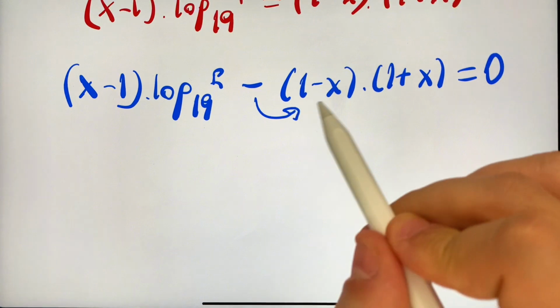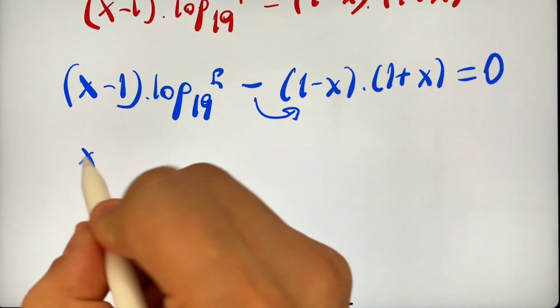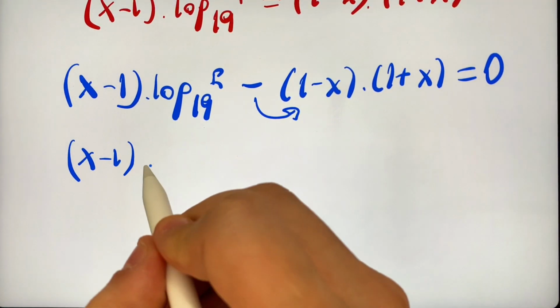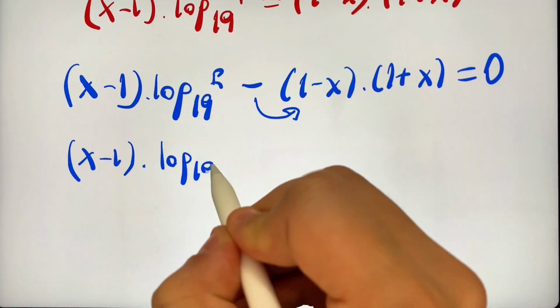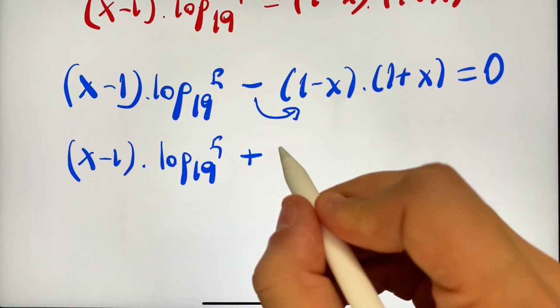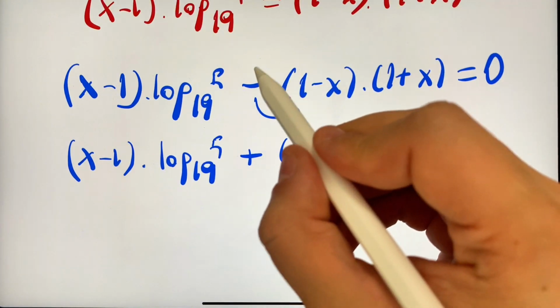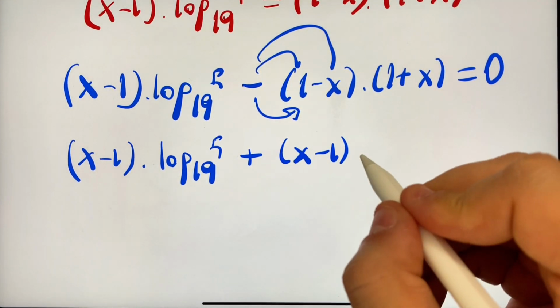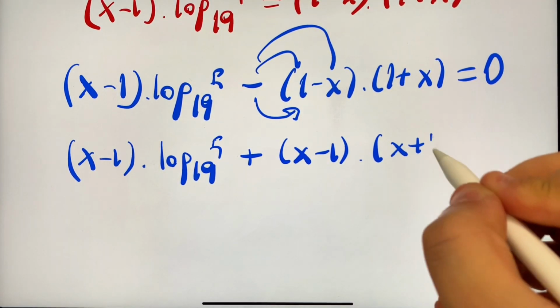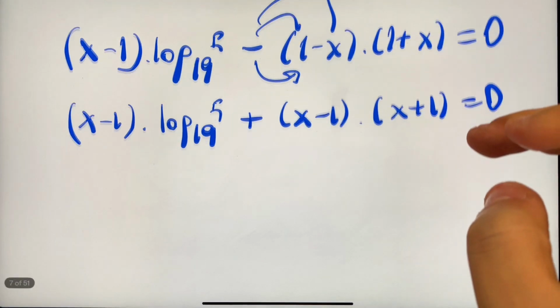Now after that, let's distribute the minus you see into this, friend. (x minus 1) times logarithm 5 at base 19. I think you saw this transition. That will be x minus 1. We multiplied this by the minus, and we multiplied this expression by the minus, times x plus 1 is equal to 0.